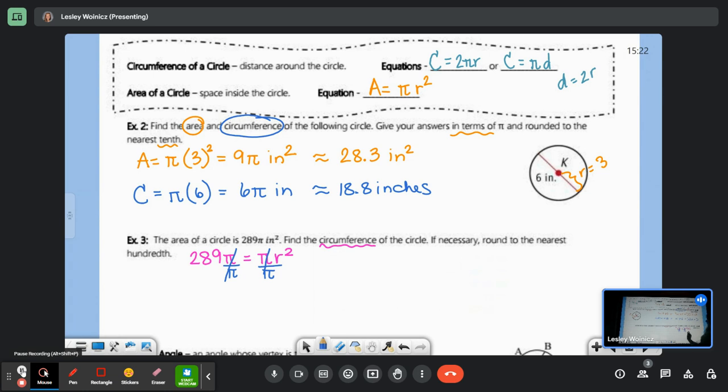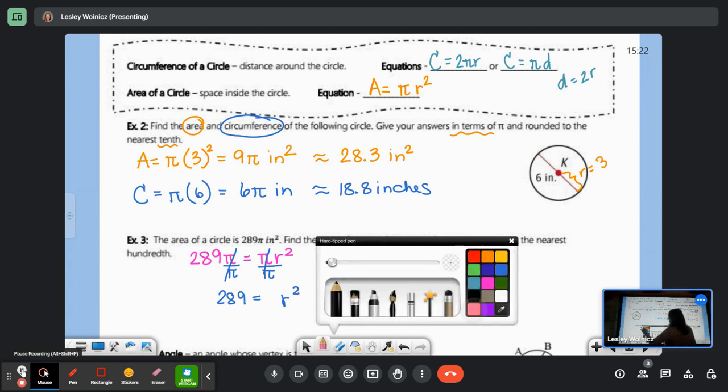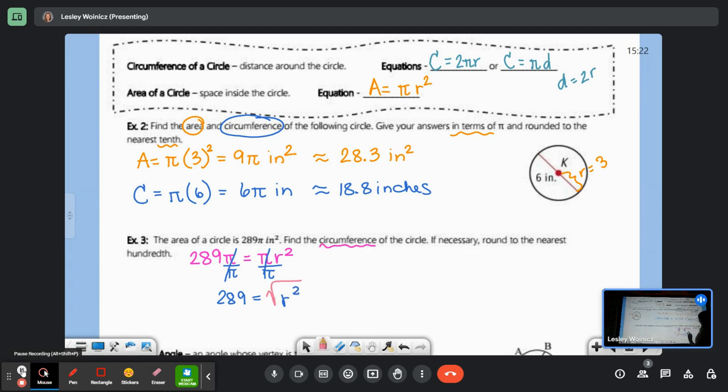All right, now I'm left with 289 equals my radius squared. How do I undo squaring? Square root. I'm going to take the square root of both sides. Now, this quadratic equation has 2 possible answers, the positive root and the negative root. You have to list them both. So the principal root is the positive one, and then we also want its opposite. I think it's 17.